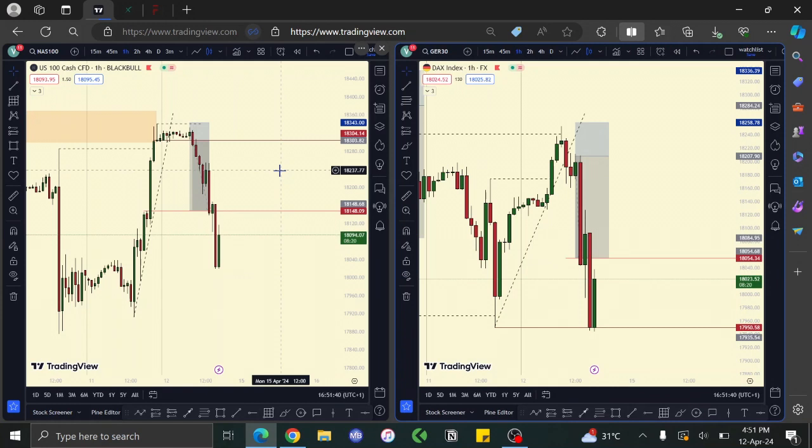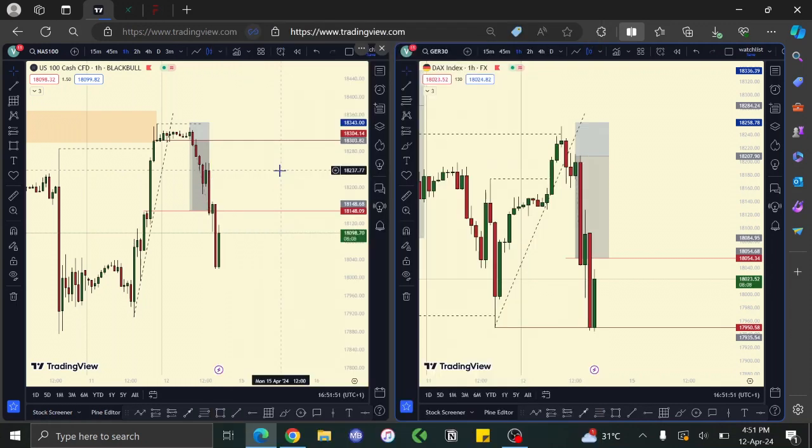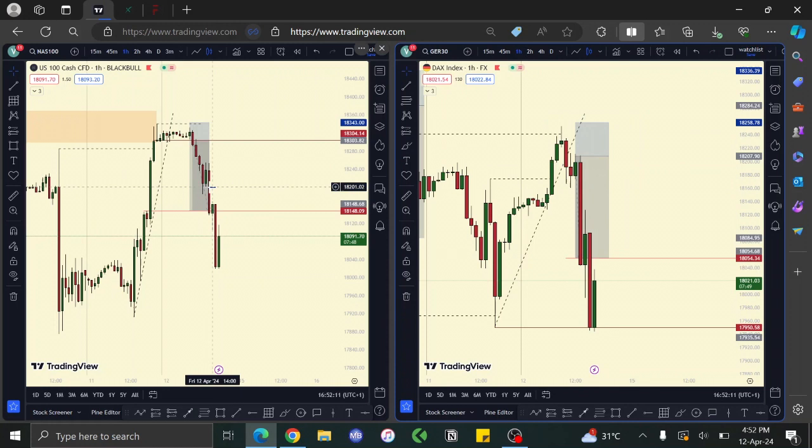Alright, so the first take profit was on Nasdaq where I closed at $167 in profit. I will attach it right here. And the second TP, I closed at $125 profit on German 30. I took both trades today, which is the 12th of April 2024. It was a nice 1:3 risk to reward on the German 30, and a 1:3.9, approximately 1:4 risk to reward on NAS 100, popularly known as Nasdaq.